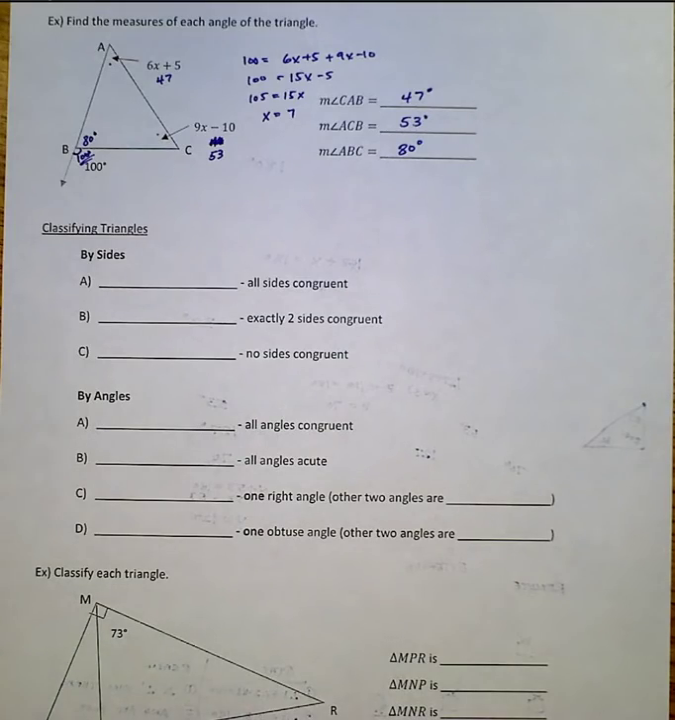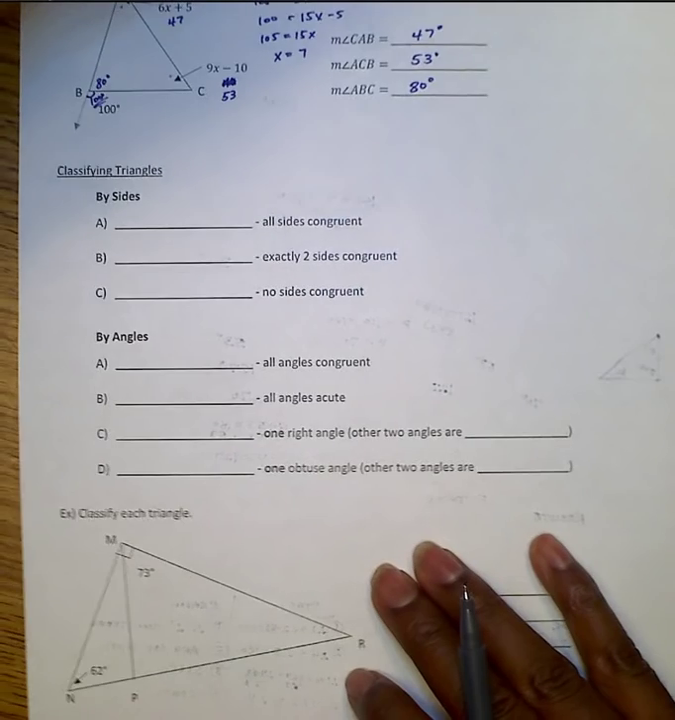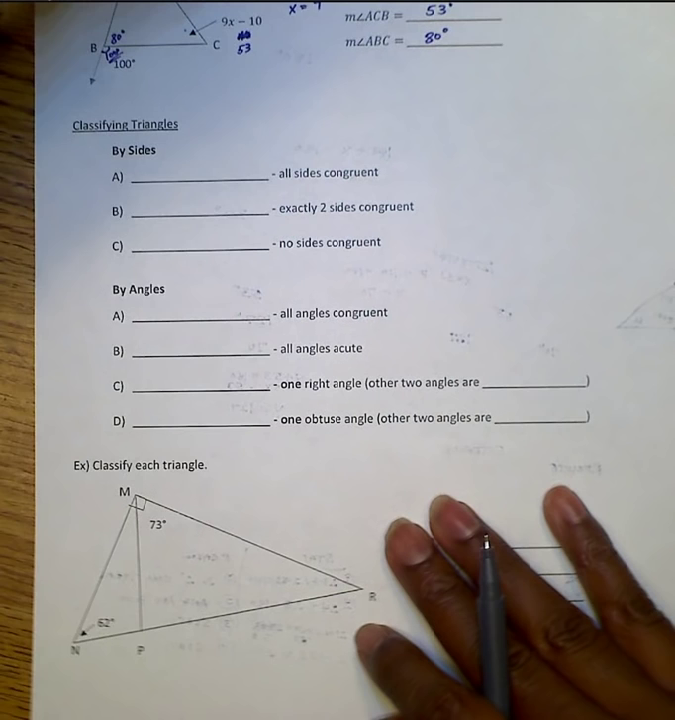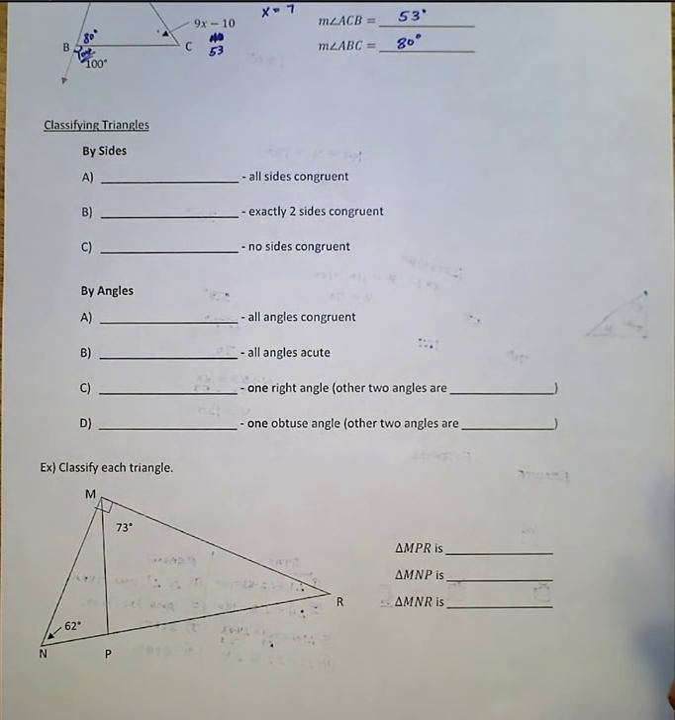Alright, so now let's add some vocab to this. So that math should be hopefully pretty simple there. Math isn't bad, it's remembering the theorems and applying them. But we're going to add some vocabulary here and learn how to classify triangles. And we can classify triangles by sides and by angles. Okay? So here are the different types of classifications.